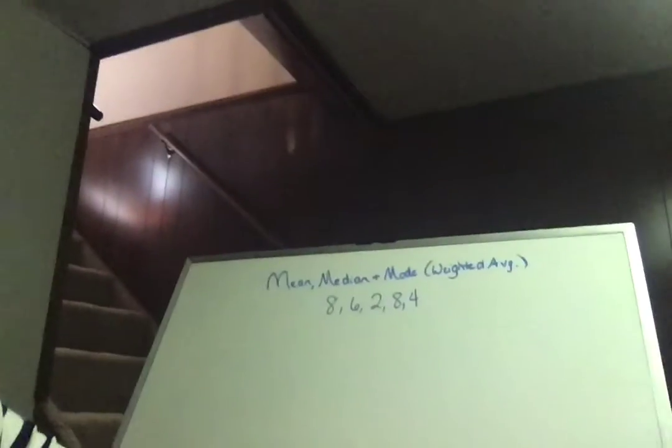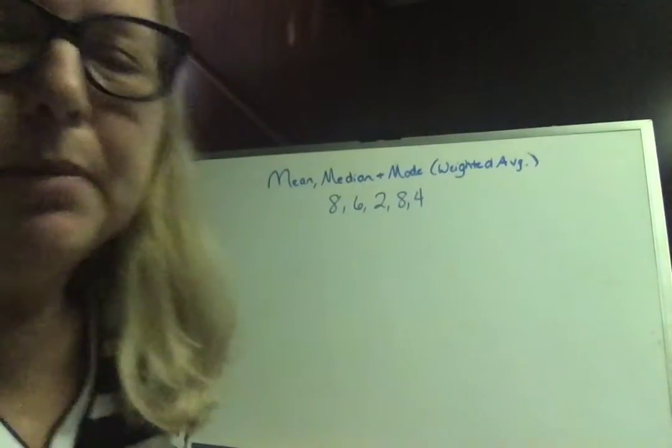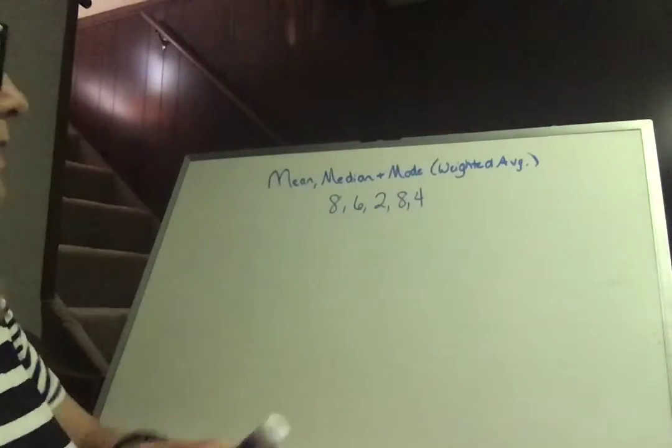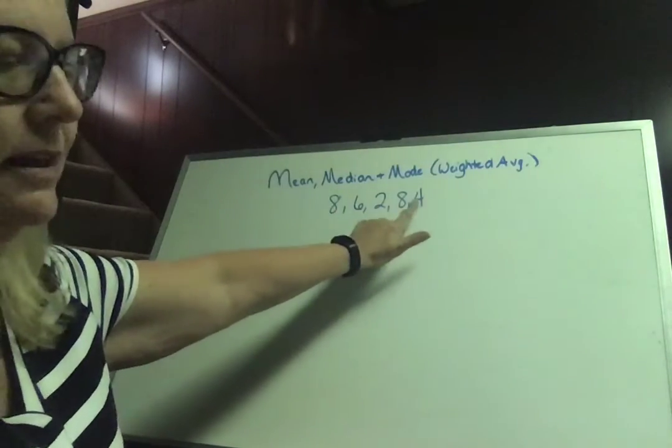Hello, today is mean, median, and mode, something I think you're really familiar with, but we'll go over it. I started on my board by writing mean, median, and mode and a random list of 5 numbers: 8, 6, 2, 8, and 4.